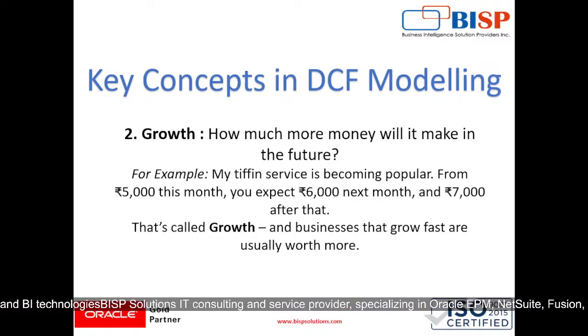So our second one is growth. How much more money will it make in the future? For example, my tiffin service is becoming popular: from 5,000 rupees this month, I am expecting 6,000 next month and 7,000 after that. That is called growth, and businesses that grow fast are usually worth more. I am estimating this much profit in the first month, then I will be getting 6,000 and then 7,000. This is what growth in business means, right?